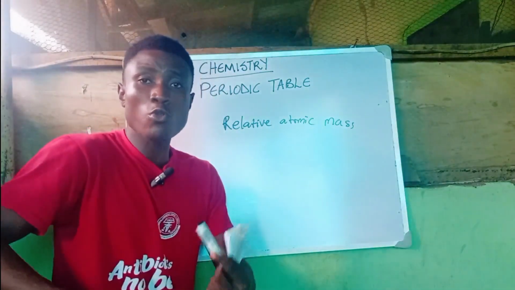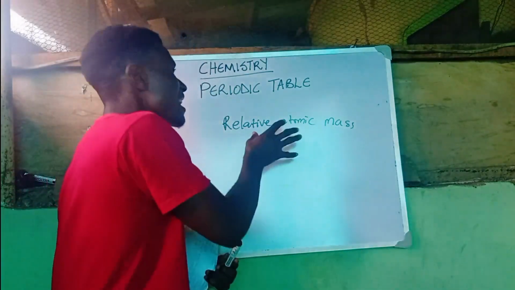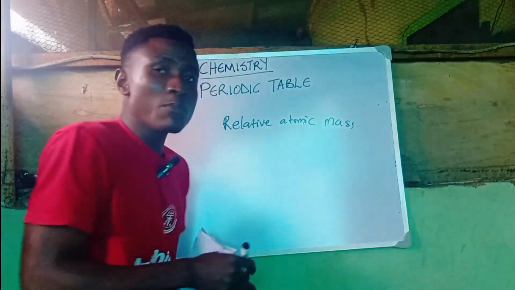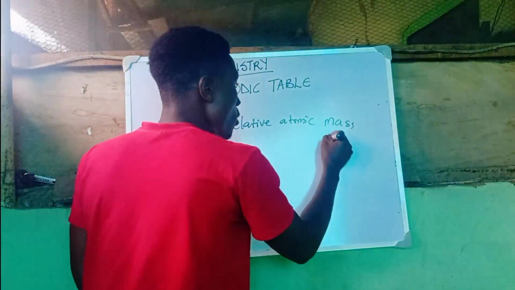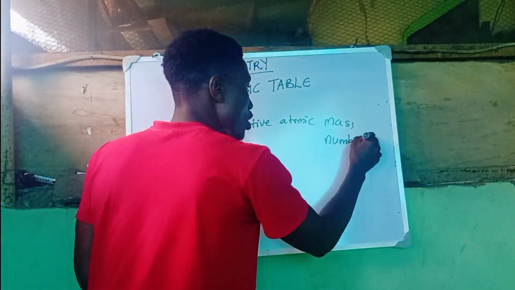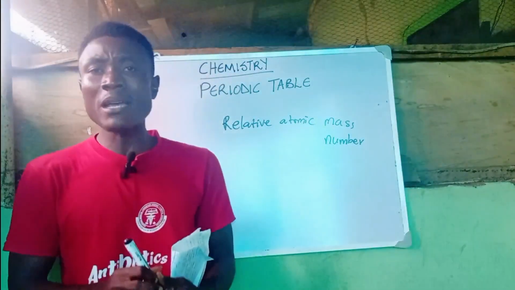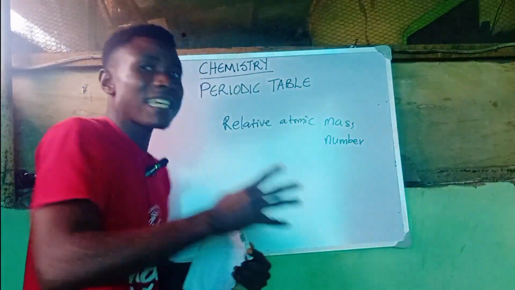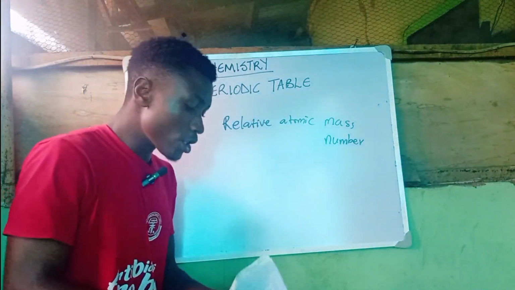But as science continued evolving, we got to find out that it is not just based on their relative atomic mass, rather it is based on their relative atomic number, because the relative atomic number determines the chemical properties of these elements, and that was how we started getting the modern periodic law.